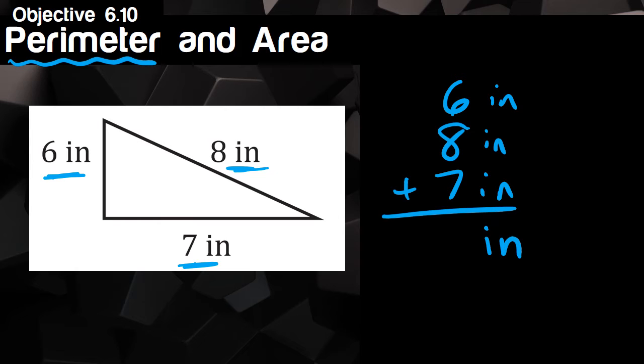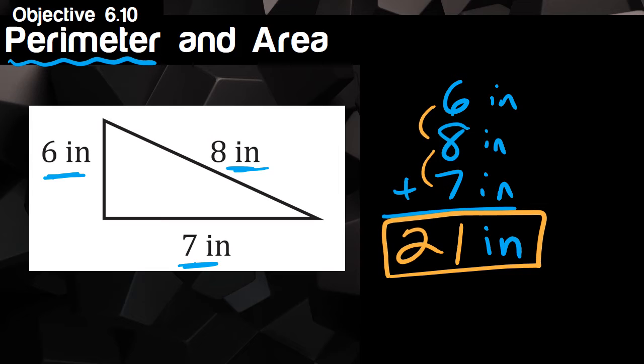When we add these together, 6 plus 8 gives us 14. 14 plus 7 gives us 21. So our answer in inches, the perimeter of this triangle would be 21 inches.